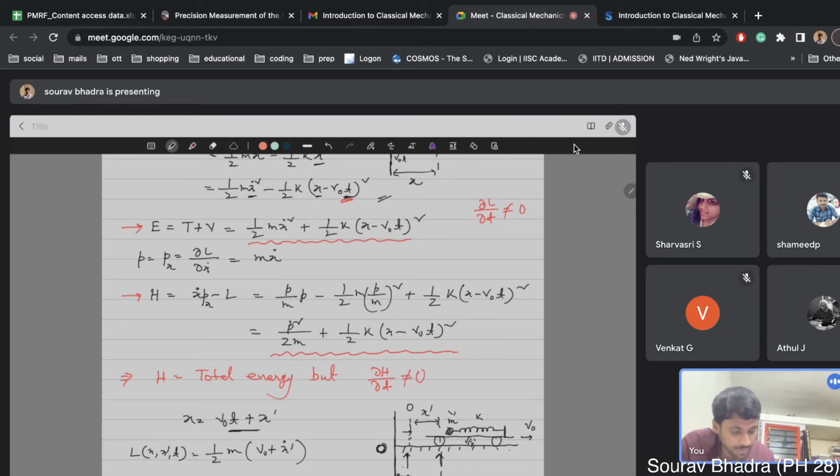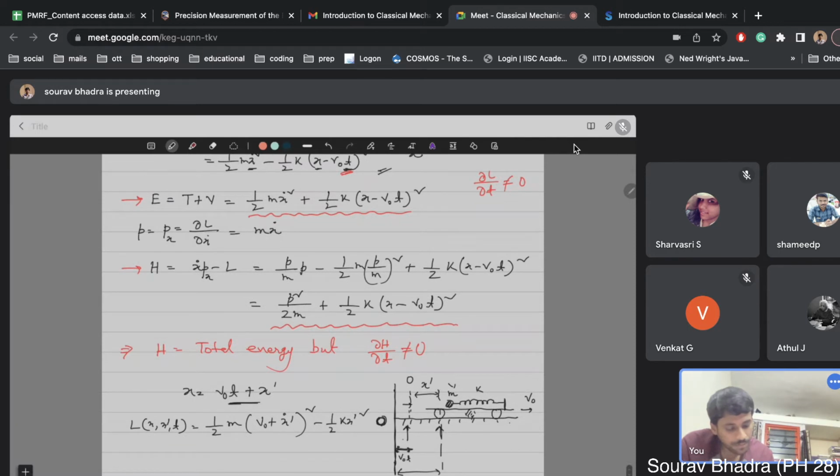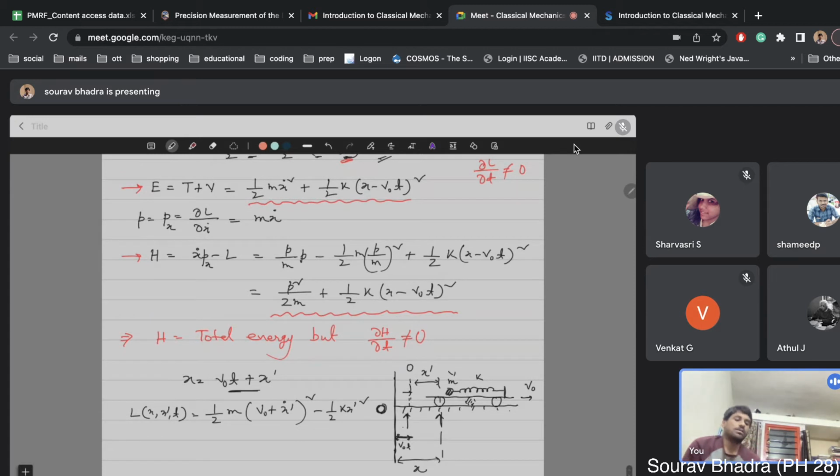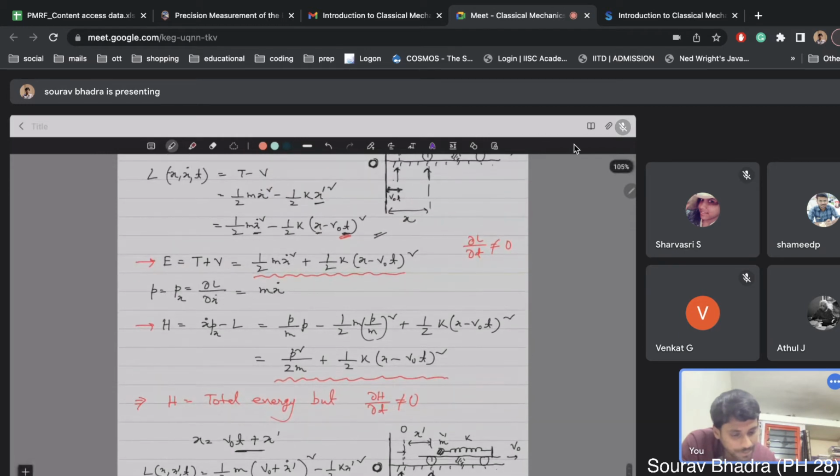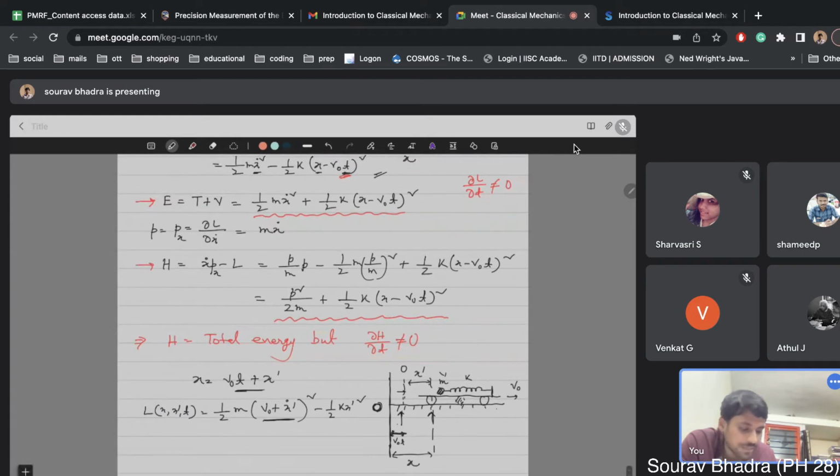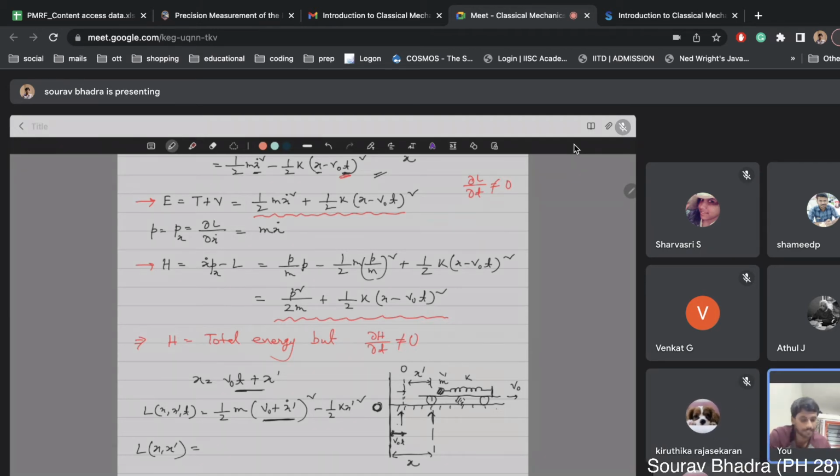From this equation, if you differentiate both sides, you get the square minus half k x dash square. So there is no x dependency; all x we have transferred into x dash. It is just a transformation of coordinate, nothing else. Now another interesting thing you can see here: the time dependency, which was in the previous case along with the term v0 t, is gone. There is no time dependency in this particular Lagrangian.